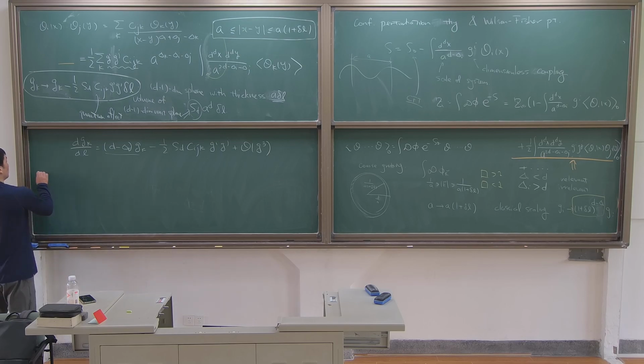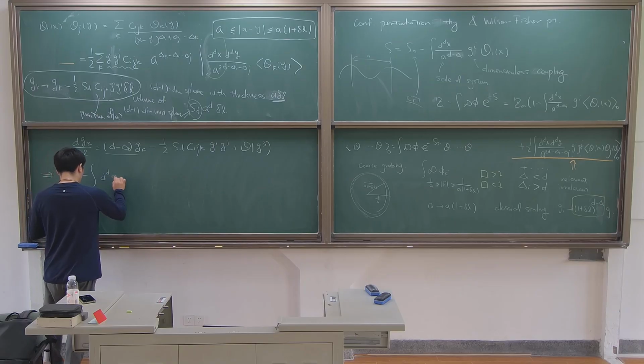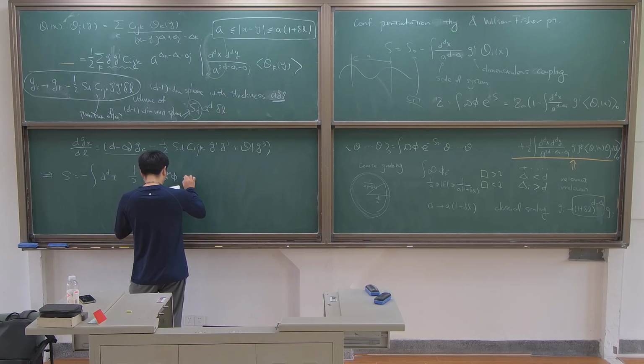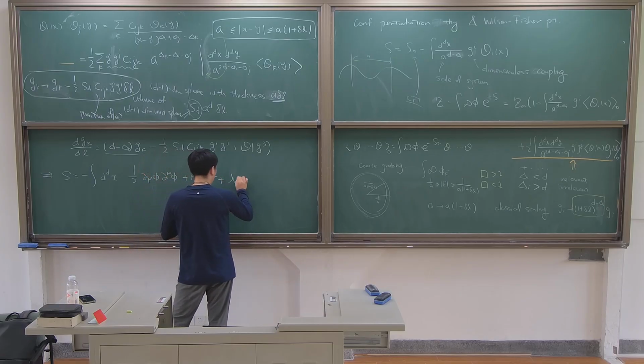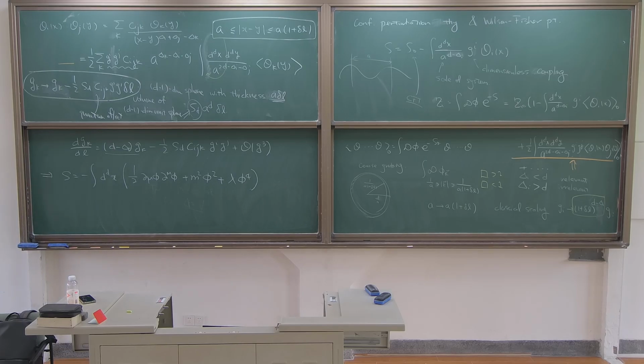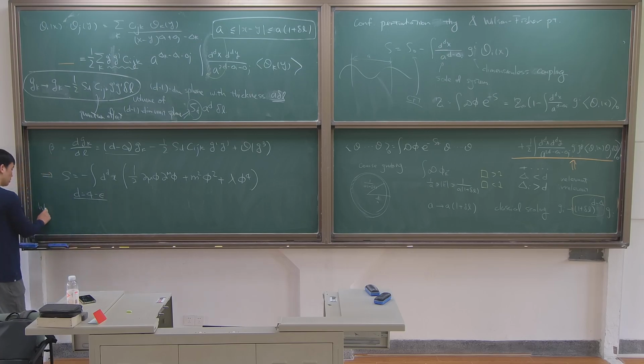Then we will apply this method to the action, which is something like this one, minus the integral dx of 1/2 and so on, like this. Apply this into the phi-4 theory. So this is essentially the beta function. We apply this OPE method to the phi-4 theory when you set d equal to 4 minus epsilon.